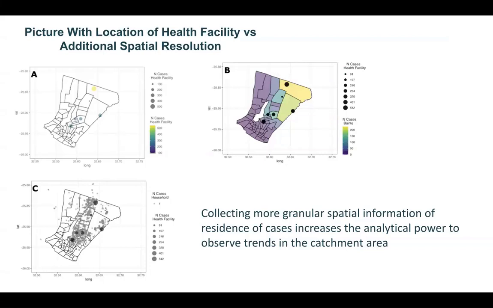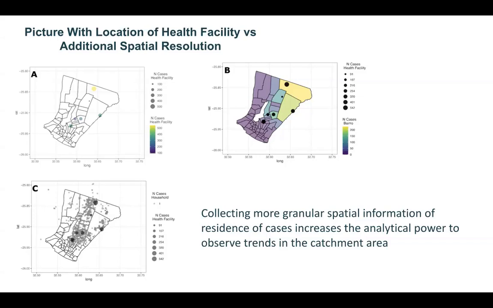This last slide in terms of geospatial analysis shows how collecting more granular spatial information of place of residence increases the analytical power to observe trends in a given catchment area. So the first figure, figure A, shows the location of the health facilities, with both the size and the color representing the number of cases reported per health facility. So it gives an initial sense of where cases are concentrated.